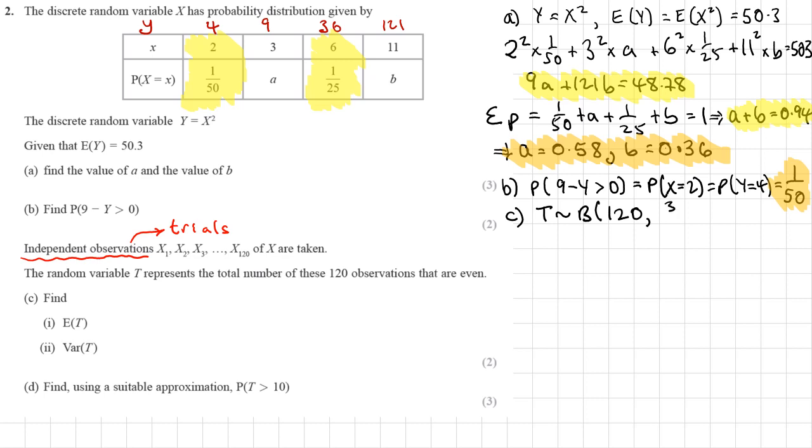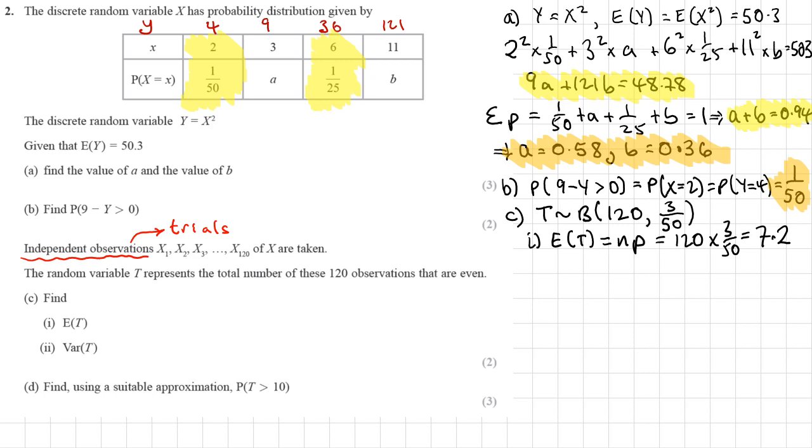Right, so here is my binomial model, and in the first part of part C I want to find E of T. Well, that's just the mean, and the mean of a binomial distribution is np, so that'll be 120 times 3 over 50, and that's 36 over 5, or 7.2. Right, so that's my mean.